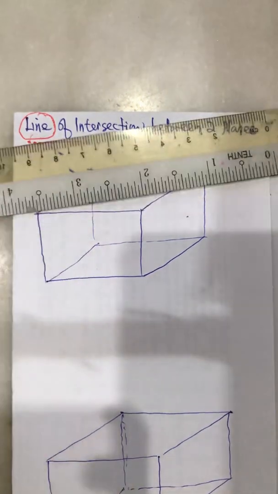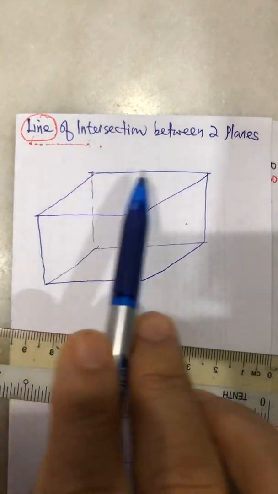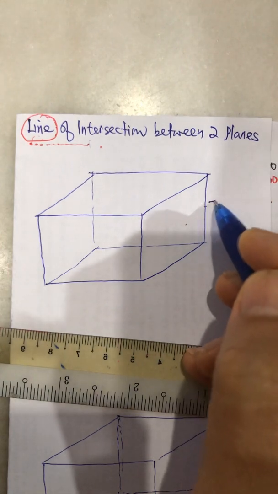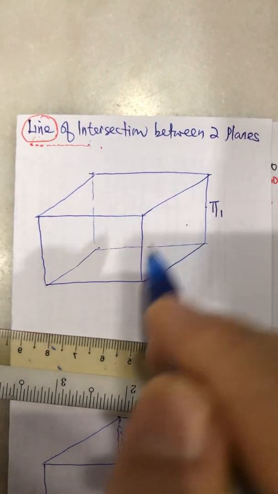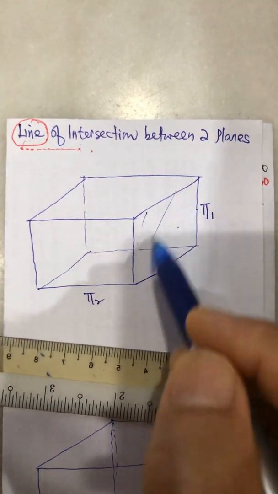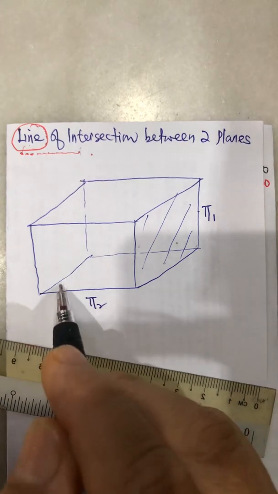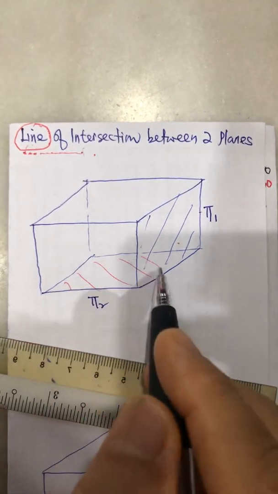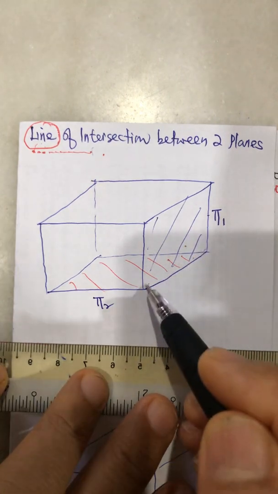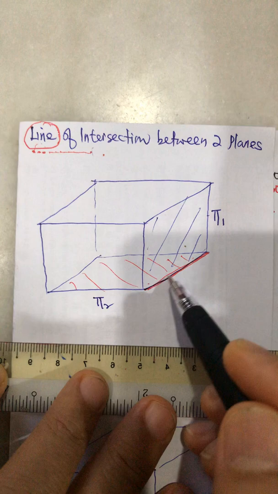So look here, I can show you. Here you can see 6 planes. Let's call this plane pi 1 and this plane pi 2. Look at pi 1 and pi 2, let's say this is red color. You see they intersect. Where do they intersect? They intersect here. Is it a line? Yeah, therefore they intersect at a line.